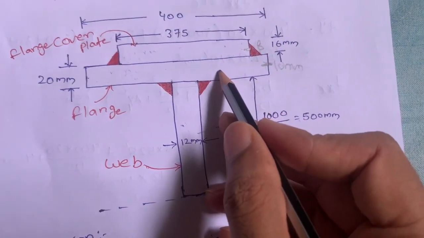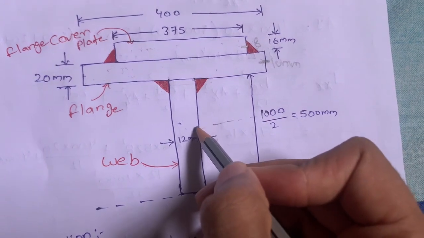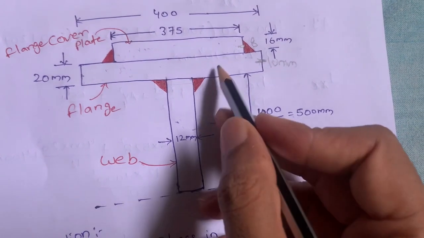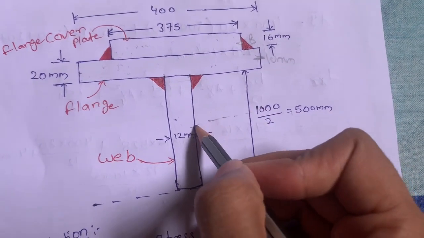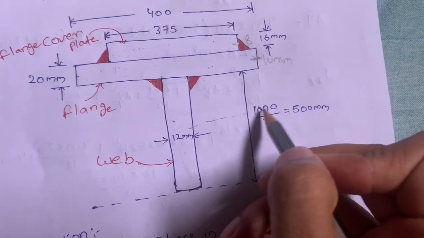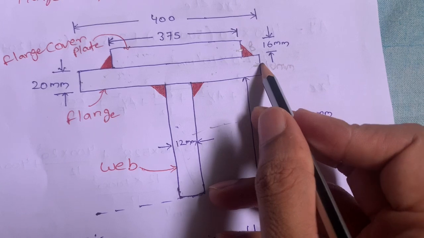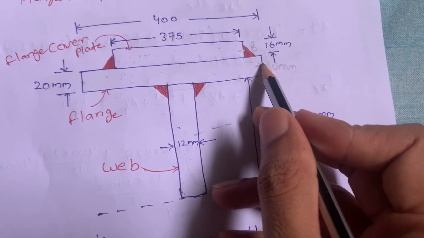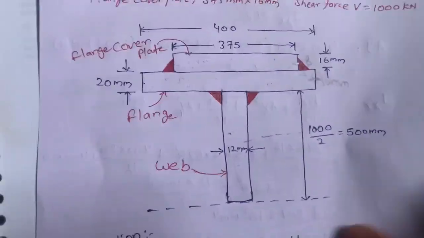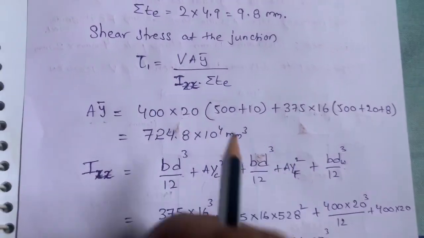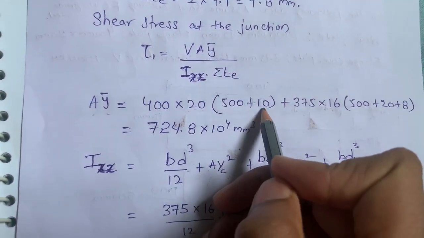I am telling about the flange plate. 500 means the centroid for this plate. So from here to here it is 500 distance, that is 1000 by 2, plus we need to calculate the centroid. Centroid means 20 by 2. Centroid of this plate is 20 by 2. So that's why I wrote here 500 plus 10. 20 by 2 is 10.